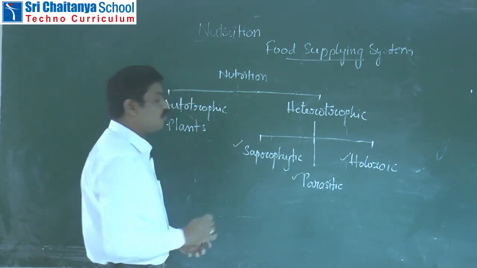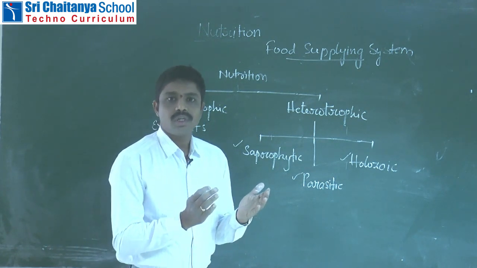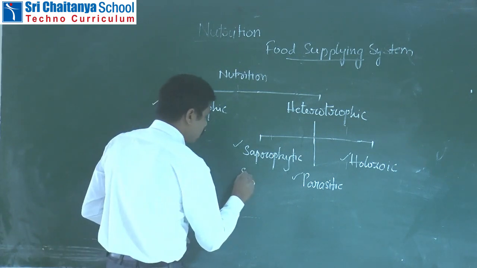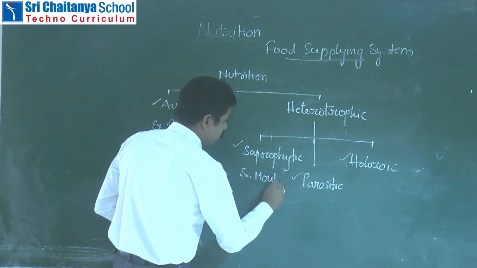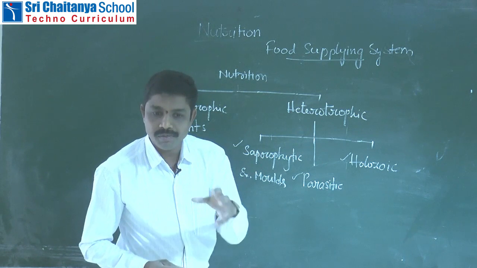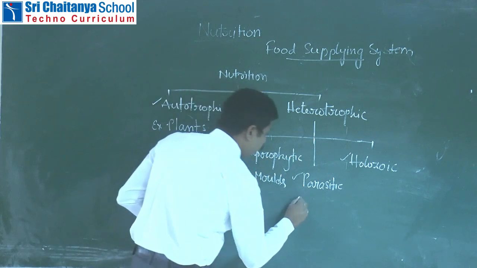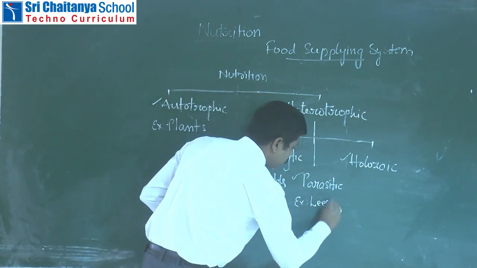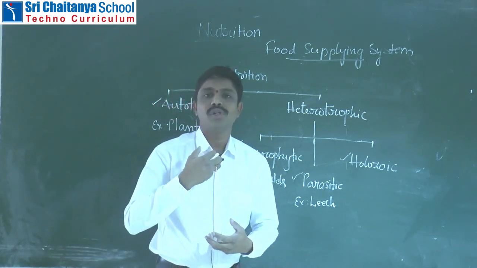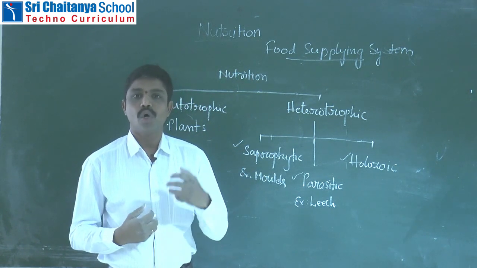In saprophytic nutrition, complex organic molecules are converted into simple inorganic molecules, but outside the body. For example, mucor. In parasitic nutrition, the organisms live in or on the host organism. For example, leech. In holozoic nutrition, intake of complex food is converted into simple substances inside the body.